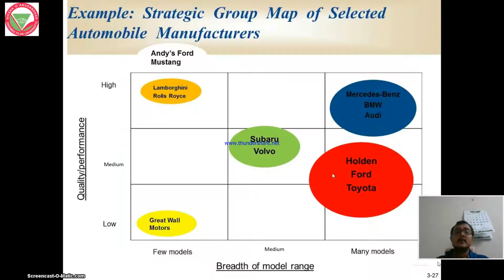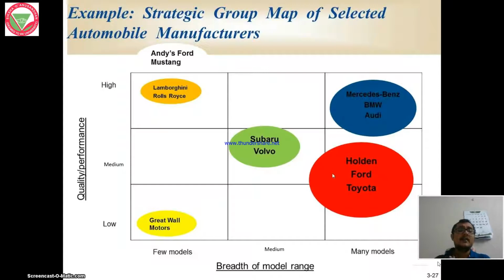Fine. Now, if we see in this diagram, we'll start from the left hand corner. There are 9 positions as we have discussed, because 3 into 3 becomes 9. So quality matrix 3, breadth of model range 3 positions. If we put them together into a matrix structure or into a graph, we get 3 into 3, 9 positions.